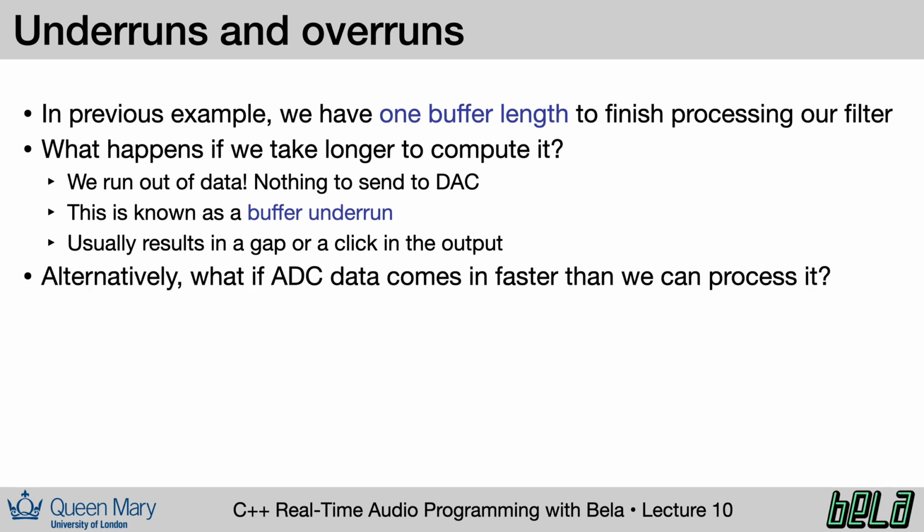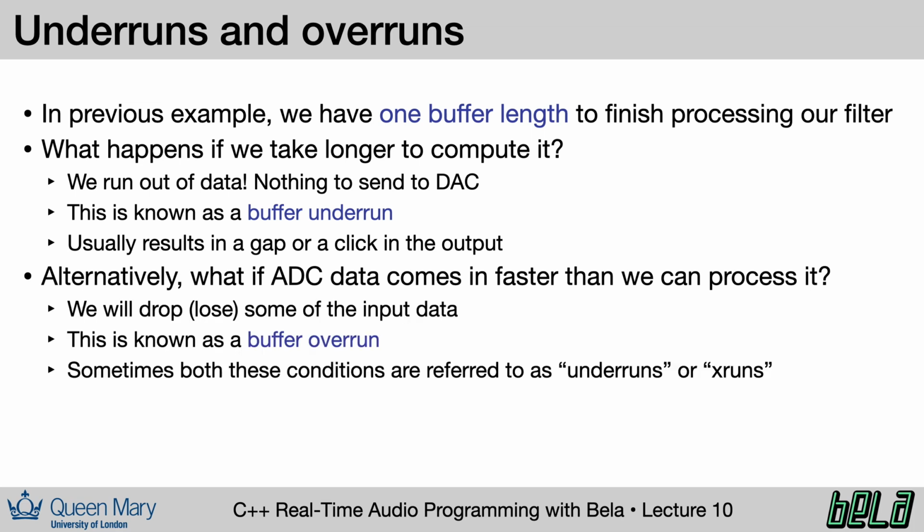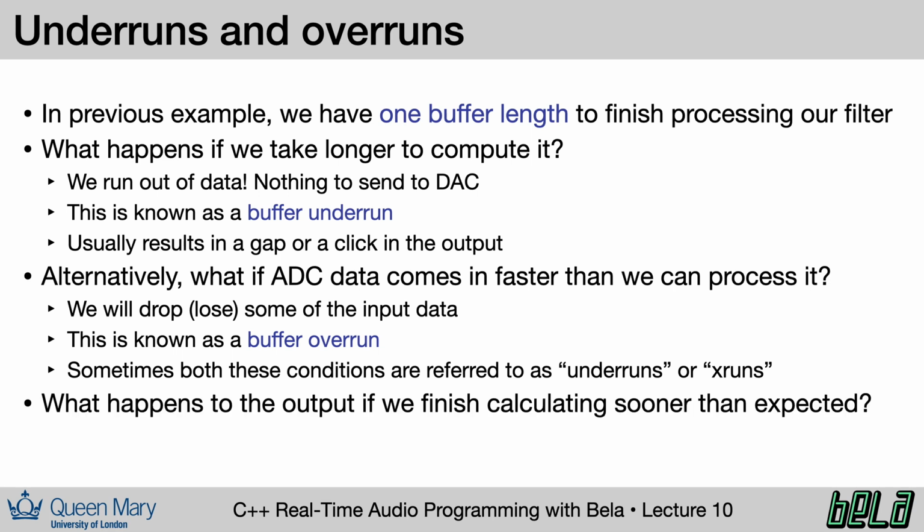On the other hand, if we have audio input data coming in faster than we can process it, we have a similar problem. We might end up with what's called a buffer overrun and end up losing some of this input data because we can't process it fast enough. Because the audio input and output typically share the same clock and buffering structure, you'll oftentimes hear these conditions together called a buffer underrun or sometimes an X-run.